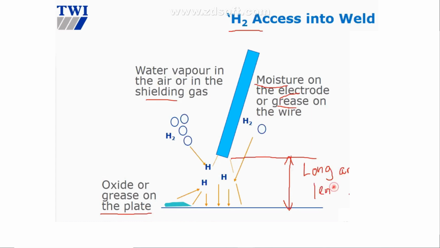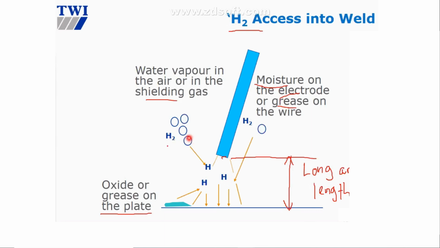So what is the arc length? Arc length is the distance from the tip of the electrode to the plate. So if the welder uses a high arc length, what happens? The shielding is not enough to cover. Then the problem is that the atmosphere starts to enter, and it will bring hydrogen together. So that is the problem here. So that is a source of hydrogen, all right?